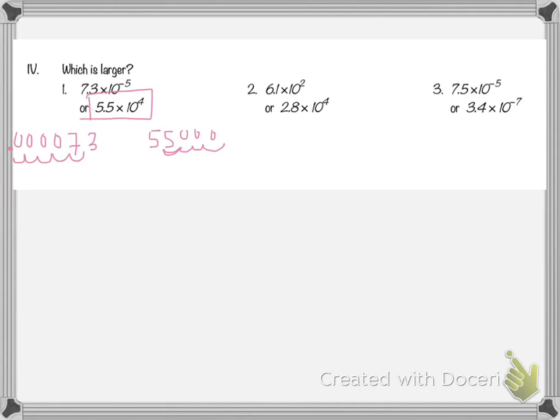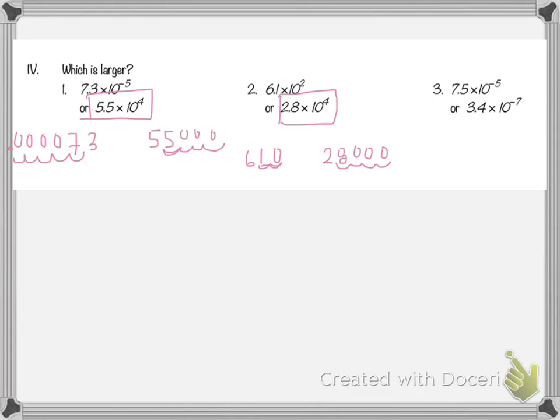Okay, but what about here? We got 6.1 times 10 to the second, and I've got 2.8 times 10 to the fourth power. So I could change this, and instead of having 6.1, I would move it 2 places to the right, 1, 2. So that'll be 610, or it's going to be 2.8 times 10 to the fourth, so 1, 2, 3, 4. So which one of those is bigger? The one with the largest exponent there.